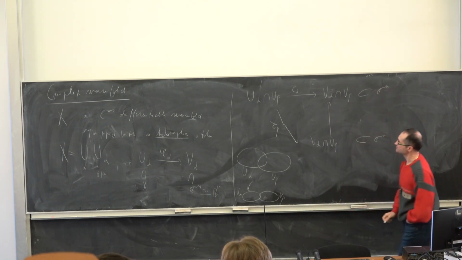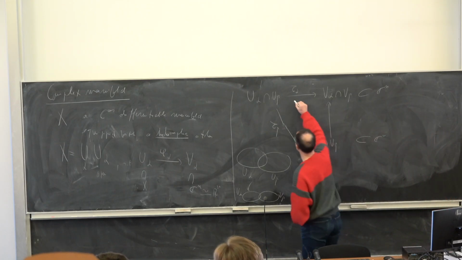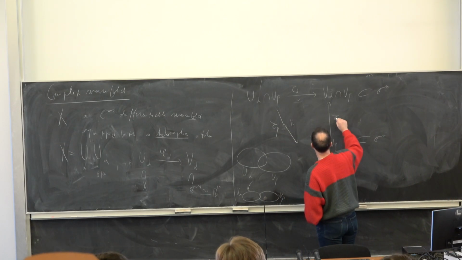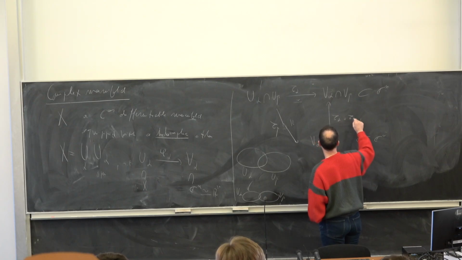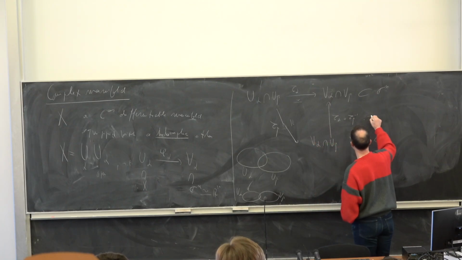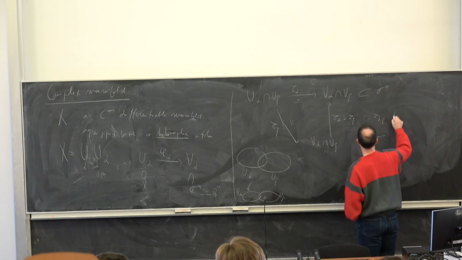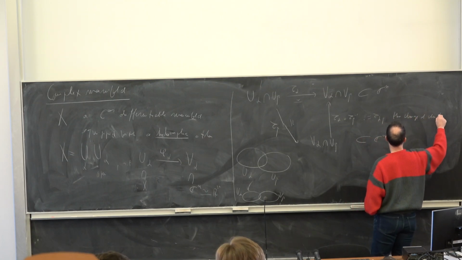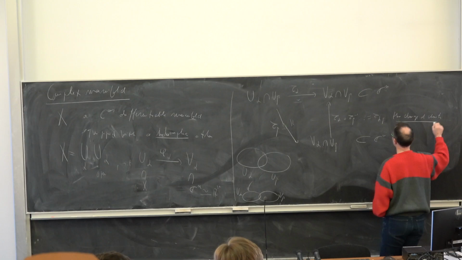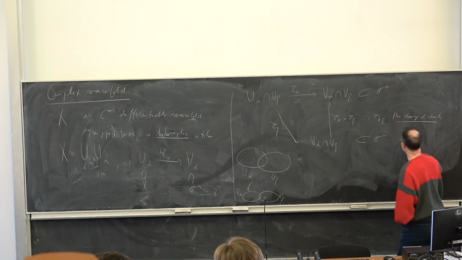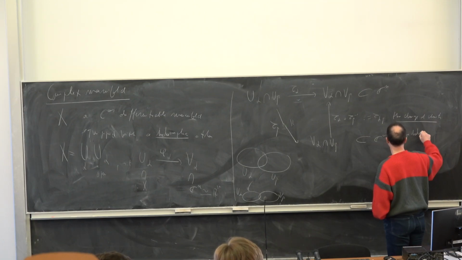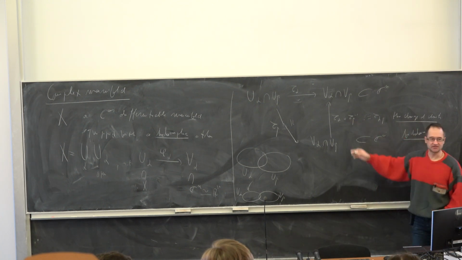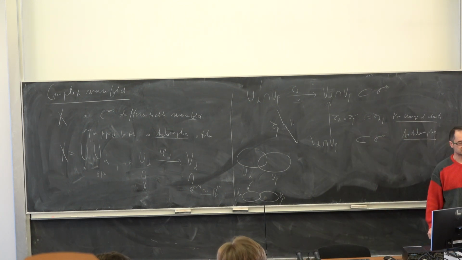And then the change of charts is the composition of these two maps, right? So to go from here to here, we take tau alpha composed with tau beta minus 1. Let's call this tau alpha beta. It's called the change of charts. And we require this to be what is called biholomorphic. So biholomorphic means that it is bijective, it is holomorphic, and its inverse is holomorphic.